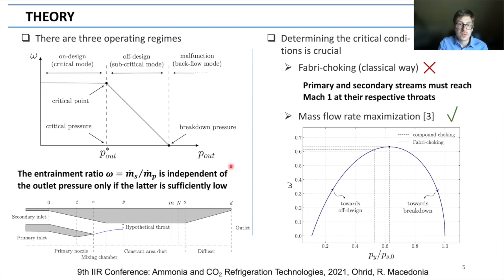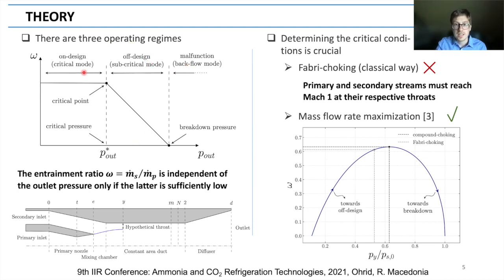So let us now go through a bit of ejector theory that will help us to understand what follows. So when we assess ejector performance, we very often refer to the so-called characteristic curves of the ejector, which are curves of the entrainment ratio as a function of the outlet pressure with, obviously, fixed inlet conditions. And so the entrainment ratio is just simply the ratio between the secondary mass flow rate and the primary mass flow rate.